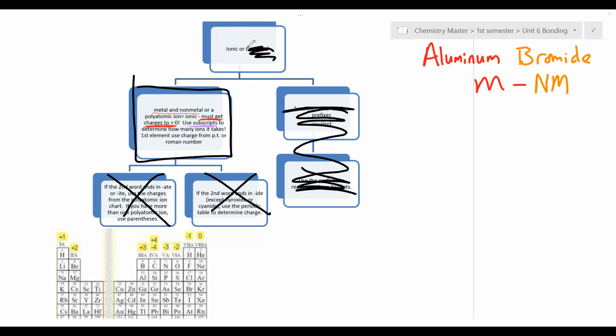Excellent. Elizabeth says Al. She is correct. And then Mandy, can you tell me the symbol for bromine? Br. Br, excellent. So now we have the symbols for aluminum and bromine. The next thing we have to do is get our charges.